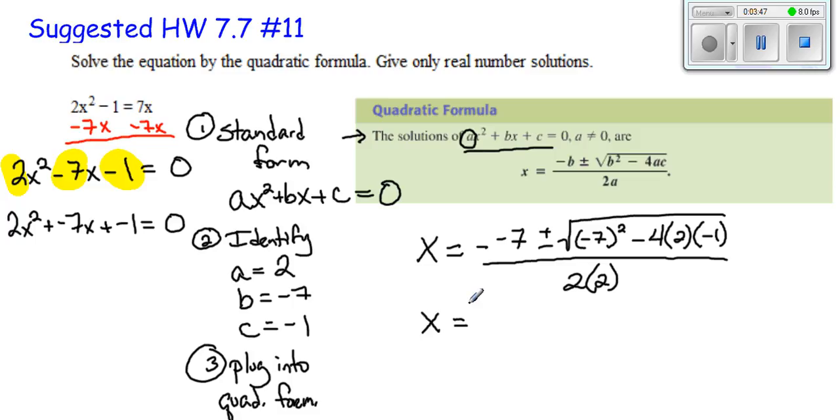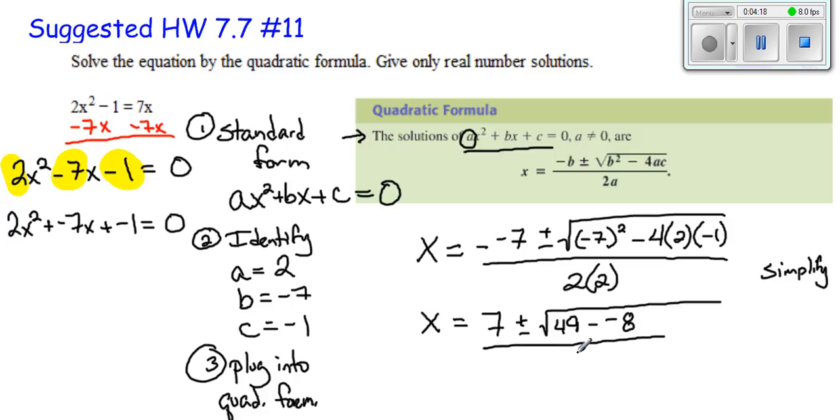We simplify. When I simplify, out here in front, 2 negatives give me a positive. I have plus or minus there. The square root. Negative 7 squared should give you positive 49. Minus, let's see, 4 times 2 is 8, times negative 1 is a negative 8. All of that over 4. Let me go ahead and just erase that real quickly so it's not too confusing.